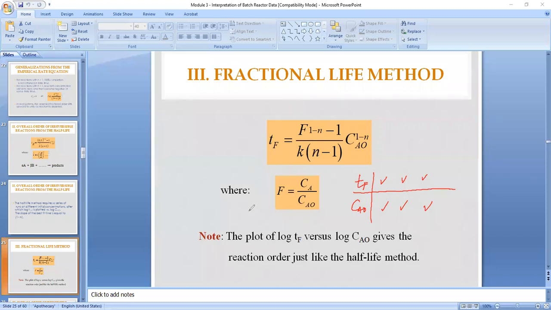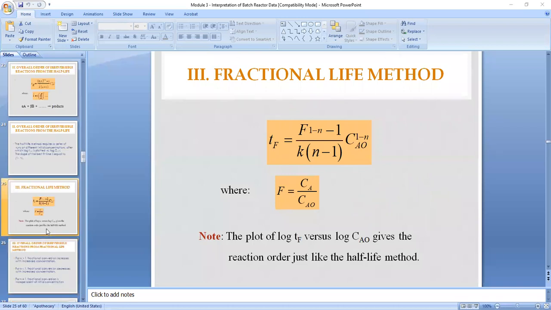So both of these particular techniques are given in Levenspiel just in case the problem does not give you specifically the half-lives at different initial concentrations. But rather, the problem might give you the fractional life at different initial concentrations. So the formula is exactly the same. You just change the F for whatever fraction of conversion is specified in the problem. You get it? So it's the same formula, it's the same approach as you do with the half-life method. Now, I will just move on.